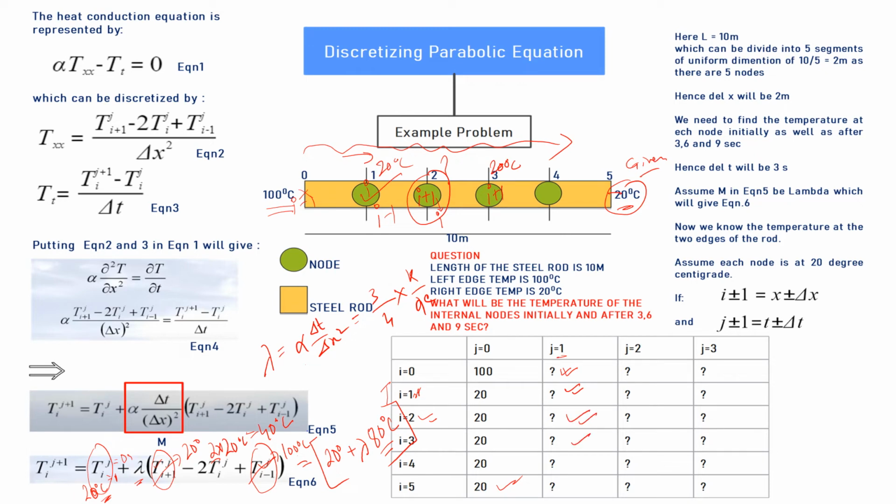So here at j is equal to 1, you can find the temperature at all these nodes with the help of this process. If we know alpha, k and q, rho and c, and you already know del t and del x squared, so you can easily find out the value of lambda. After finding the temperature at all the nodes after 3 seconds, you try to find the temperature at all the nodes after 6 seconds and then after 9 seconds.